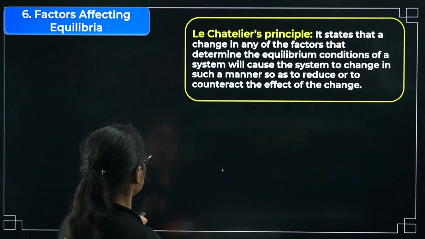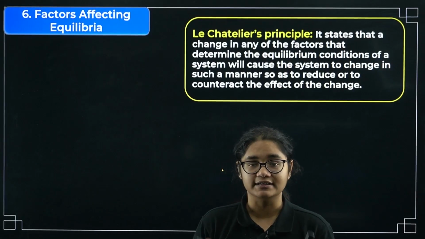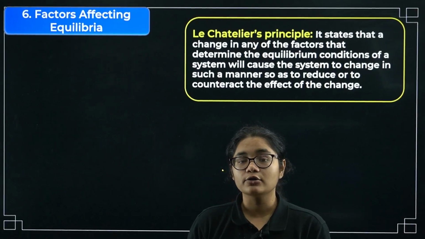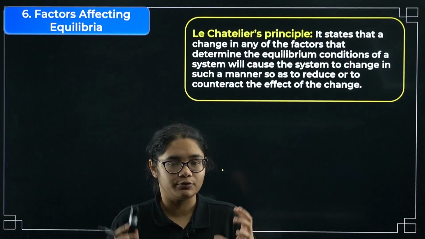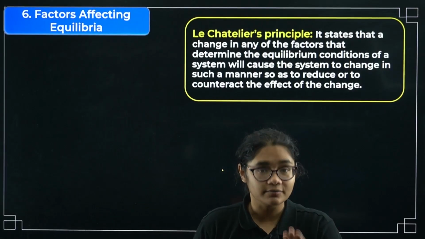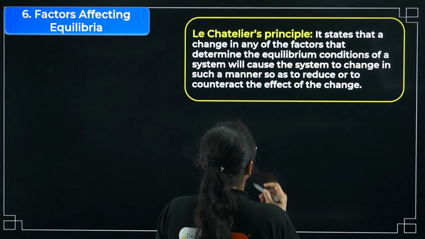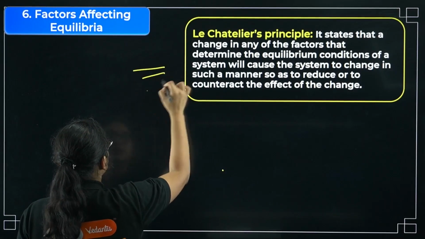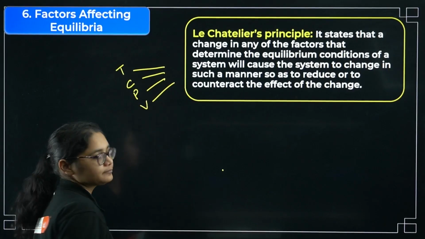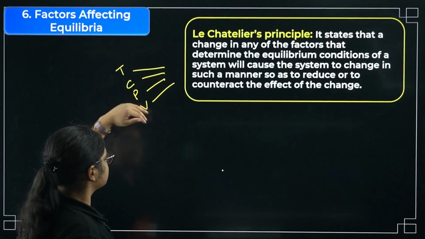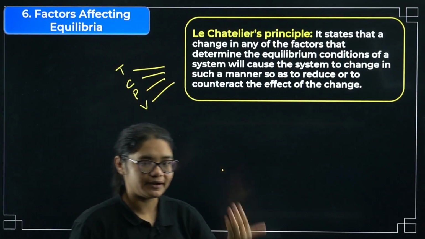Next we have the factors affecting the equilibrium. Here the first factor is the Le Chatelier principle. According to this principle, if a system is already at equilibrium and you try to disturb the equilibrium, how will you disturb it? There are four factors by which you can disturb the equilibrium. You can change the temperature, concentration, pressure and volume. If you change the temperature, concentration, pressure or volume, then the equilibrium will be disturbed.